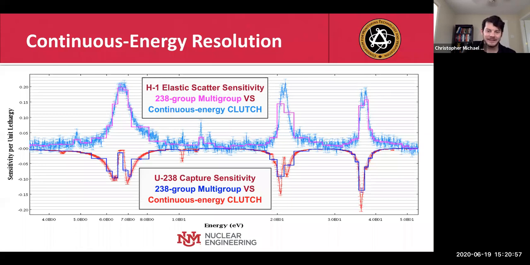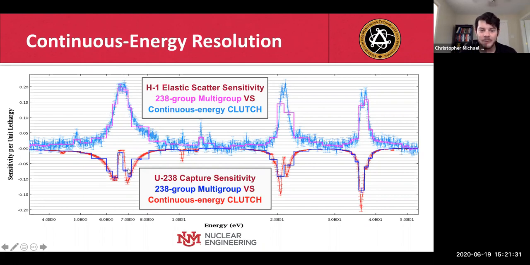Here's another one that I'd like to geek out over. This is the plot of sensitivity coefficients right around that 6.67 eV capture resonance that uranium-238 has. This capture resonance is responsible for absorbing the majority of the slowing down energy neutrons. I think for HTGR, it absorbs like 60-70% of the slowing down neutrons. But you can see on the top curve, right, you see how the sensitivity goes up near these resonances, the main ones at 6.67 eV.